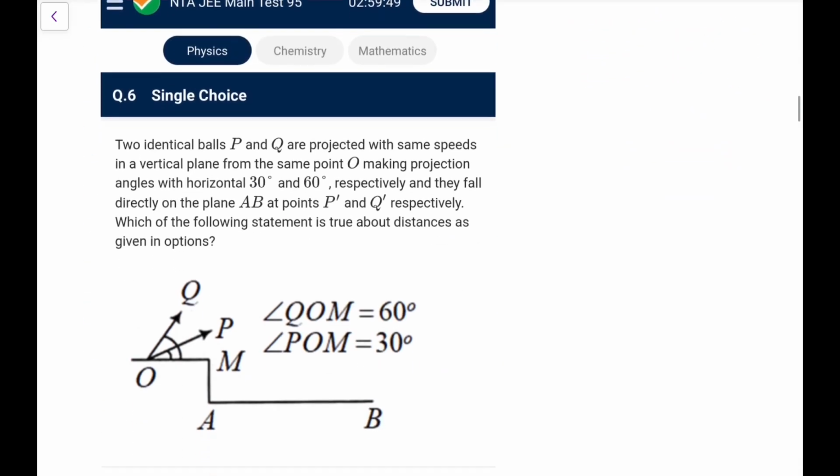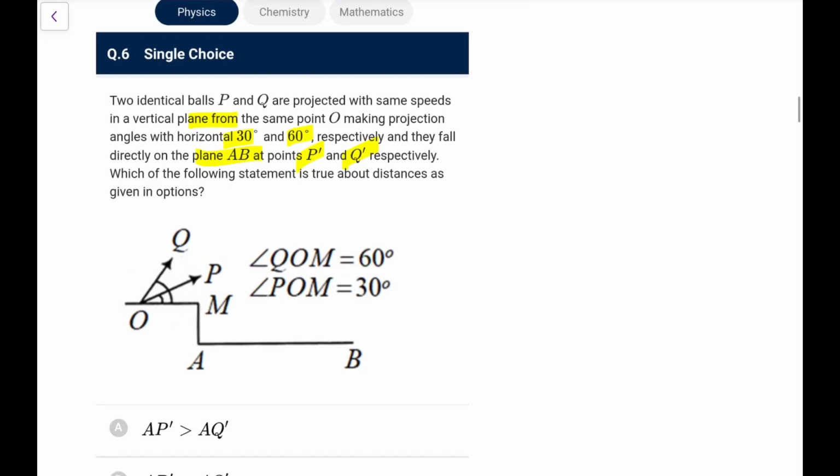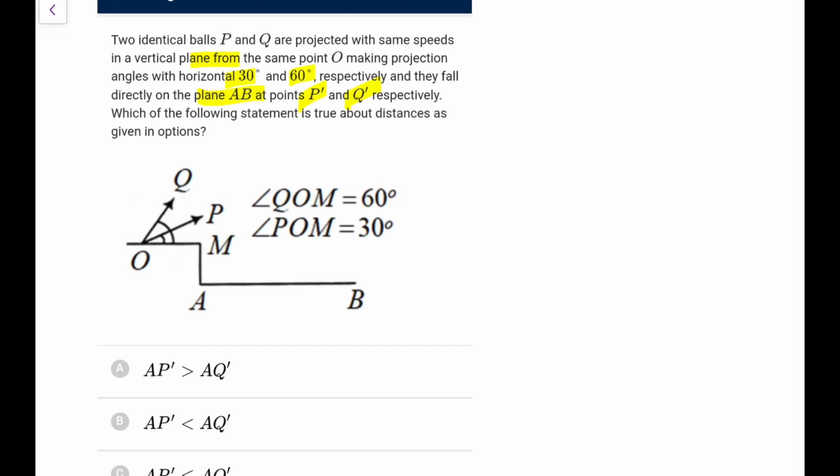Next one, two identical balls P and Q are projected with the same speed in a vertical plane from the same point O, making projection angles 30 and 60, and they fall directly on the plane AB at P dash and Q dash respectively. Which of the following statements is true about distances as given in options? Now a comparison is not so obvious because 60 degree will take less time, it's tough to say. Better thing is, okay, this is 60 and 30, so if I draw this path it would be something like this.